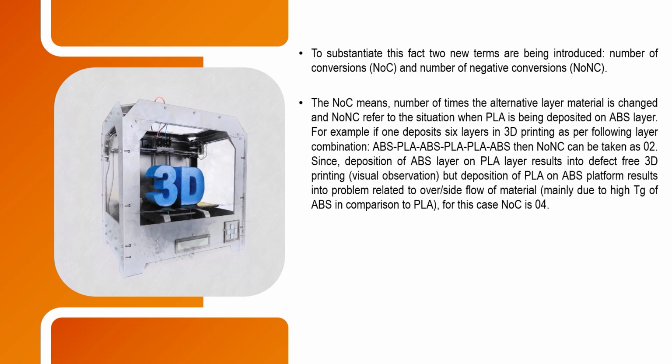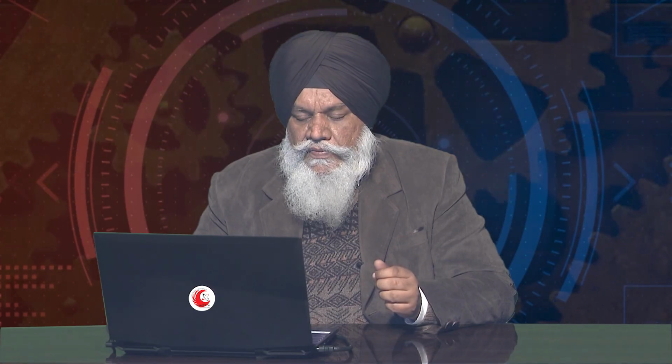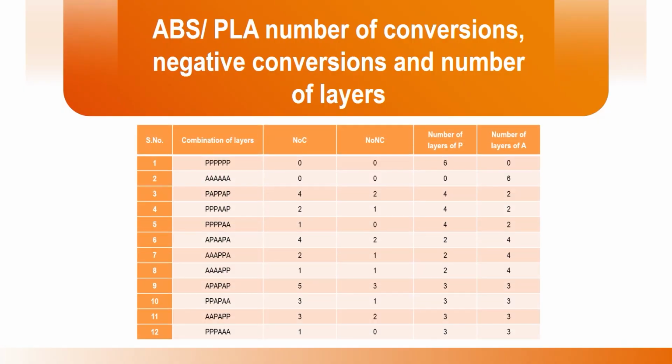Number of conversions means conversion of one layer of material to another, and a negative conversion is when I put in a layer that decreases a particular property. In the first case, all the layers were PLA: first layer PLA, second PLA, third PLA. So there is no conversion of material from one to another, and the number of conversions is 0. There is also no negative conversion, because all the layers were the same material.